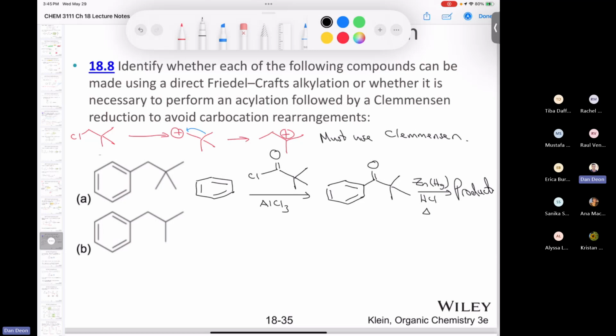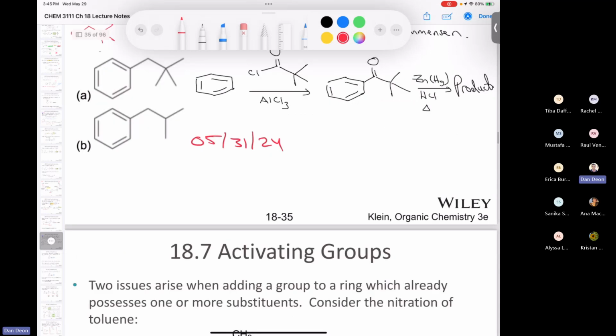So what we'll do is we'll save B for our next class. So we'll put here, so we'll save this one for next class, and we'll take a look at this one then.